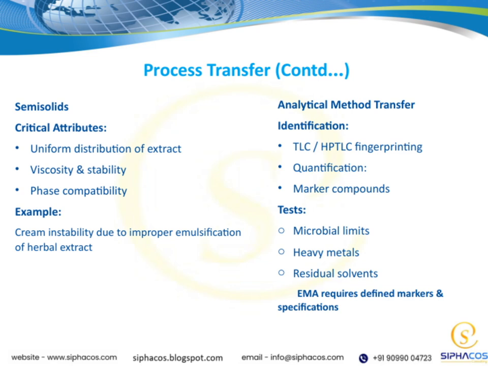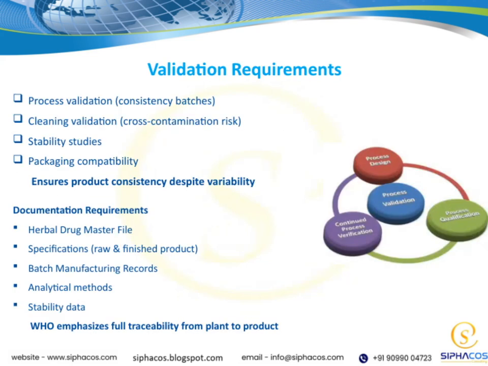Finally, process transfer also involves these considerations, ensuring that when we scale up or move from development to production, these critical attributes are preserved. This continuity is key to delivering a safe, effective, and high-quality product. Now, let's look at the validation requirements that are essential to ensure our herbal products meet quality standards.